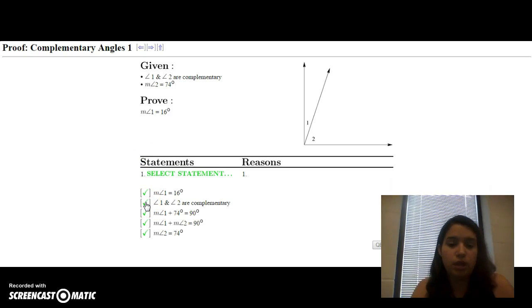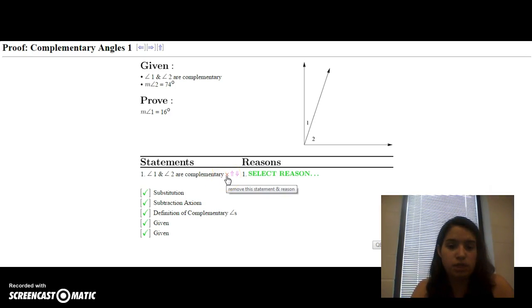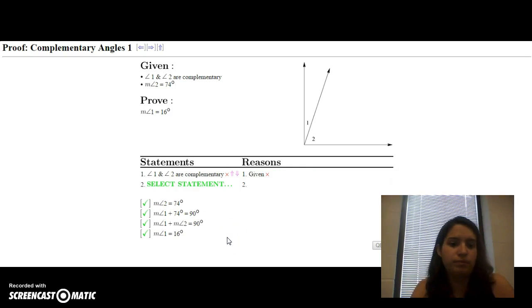So I'm going to click the check mark next to our given, which is angle 1 and angle 2 are complementary. So I'll click that check mark. And what happens is they put that statement up under the statement number 1. I have the option to delete, which is the X button. And then the arrows for when I add more statements, I can move it up and down. For my reason here, I'm going to give you a little hint. It's going to be our given because we always start with that.